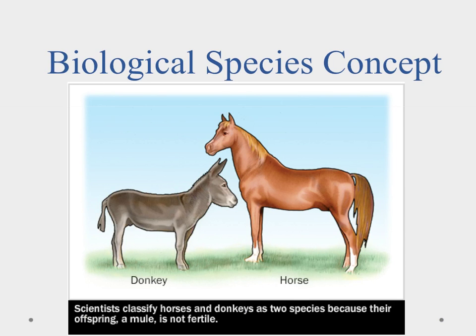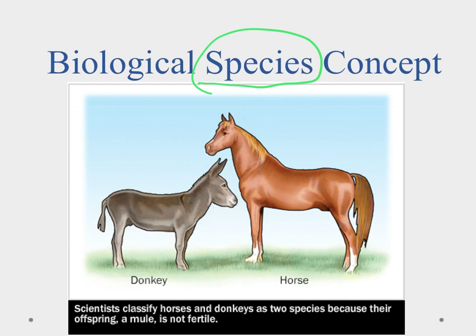Okay, when we're talking about speciation, we have to understand what a species is. And there's 2 different concepts that I want to go over with you in the video today. The first is the biological species concept. And the biological species concept says that a species is a group of organisms that are able to reproduce, and their offspring are able to reproduce as well.